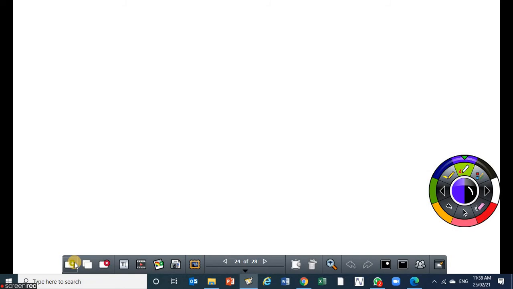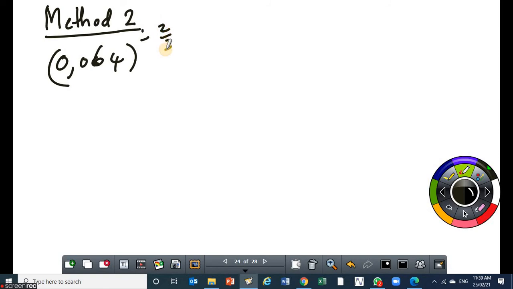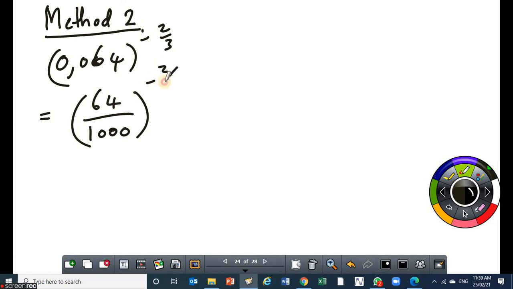Okay? So, method 2, for the same question. Remember, we have 0.64 all raised to the power of negative 2 over 3. This method is the shortest way, but you can only use it if you understand it. So this is going to be equal to 64 over 1,000, all raised to the power of minus 2 over 3.